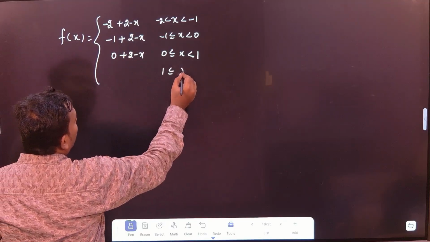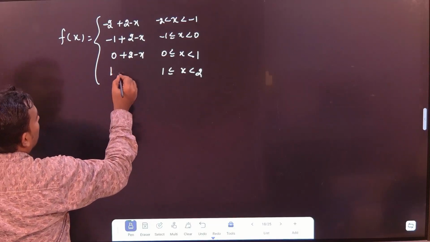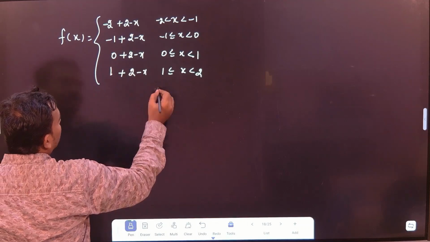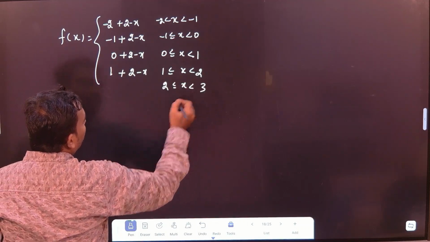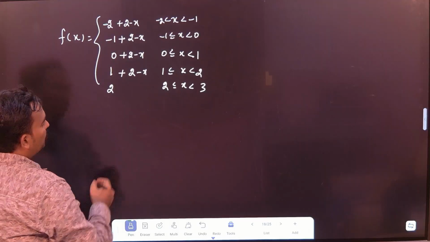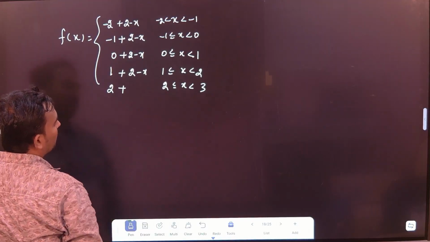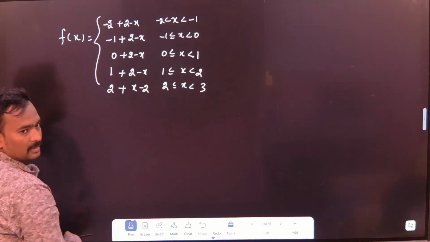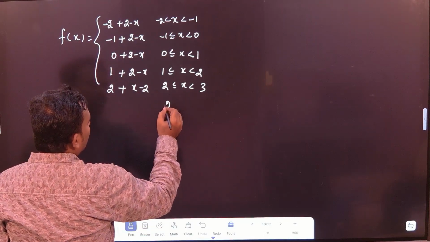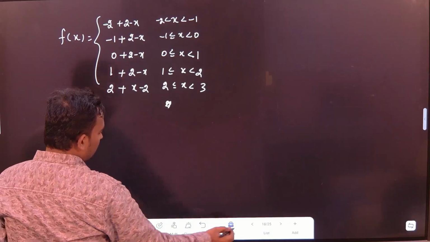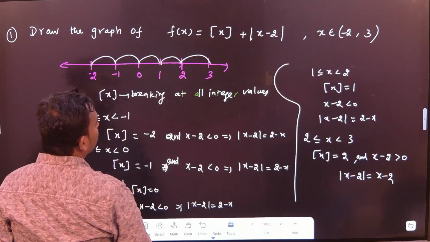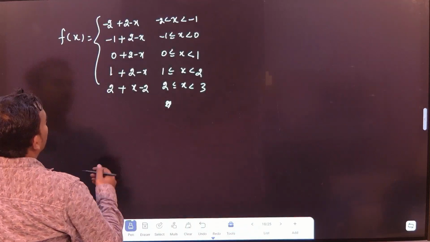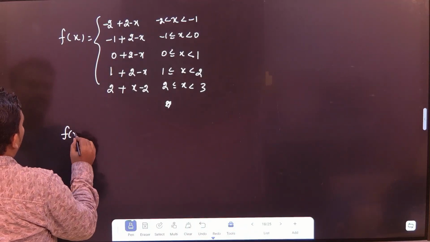When x is 1 to 2, this will be 1 plus, you add minus 2, again it is negative, 2 minus x. When 2 to 3, the greatest integer value is 2 plus, and x minus 2 is definitely positive, therefore x minus 2 you can write. So 2 to 3 is x minus 2. Now you redefine this again.